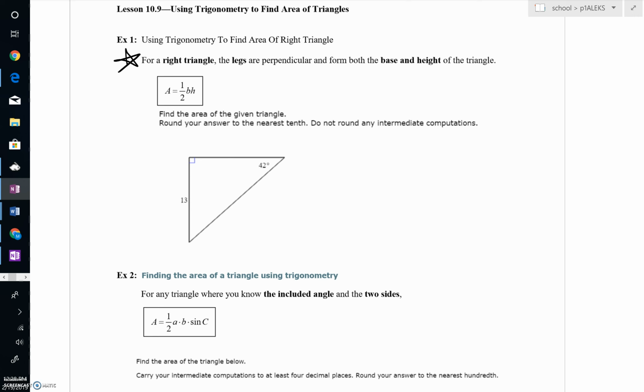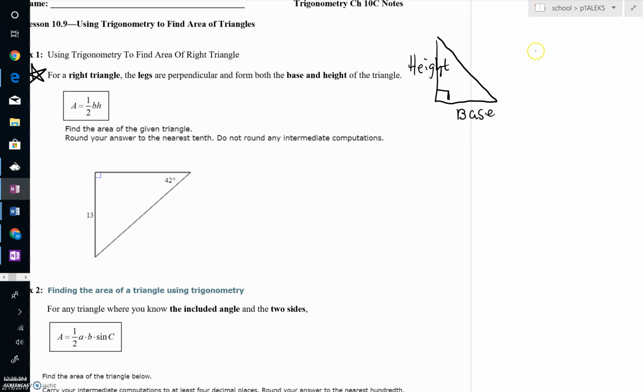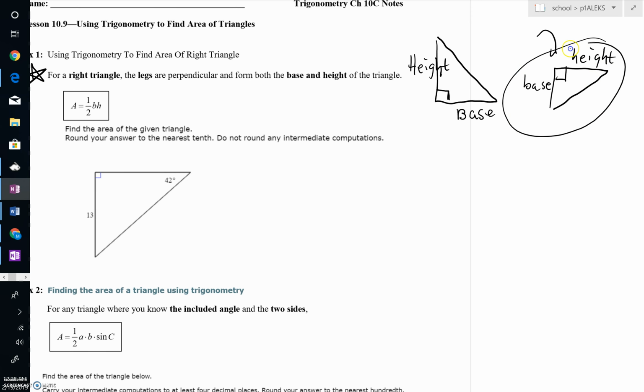For a right triangle, the legs are perpendicular and they form the base and the height of the triangle. So if you were to have this triangle right here, obviously we think of this as our base, this as our height. But of course, we can rotate things. We can turn them around. We can turn this triangle so that it would look like so. Just because the base is not where we might look at on the floor, we can definitely rotate the triangle back if we started this way.